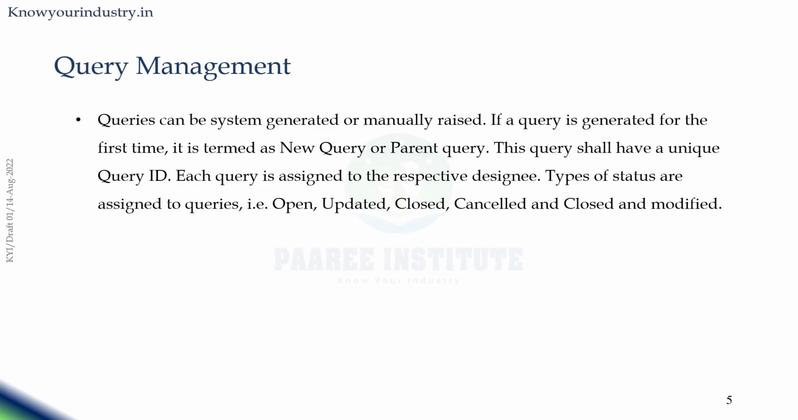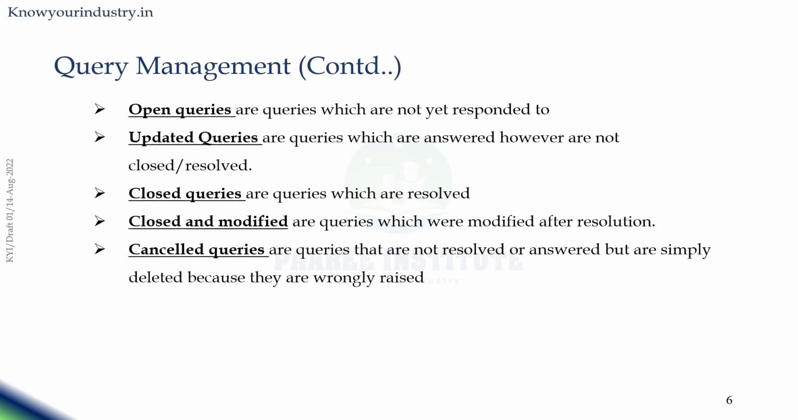There could be four types of status, but not limited to this. Every system has its own properties. Open queries are nothing but the new queries, and updated is where the site team or the monitors respond to that query, and closed query. A closed query is one where the response received is correct and the query can be closed. Sometimes, for a closed query, the data can be modified, and then that will be identified as closed and modified.